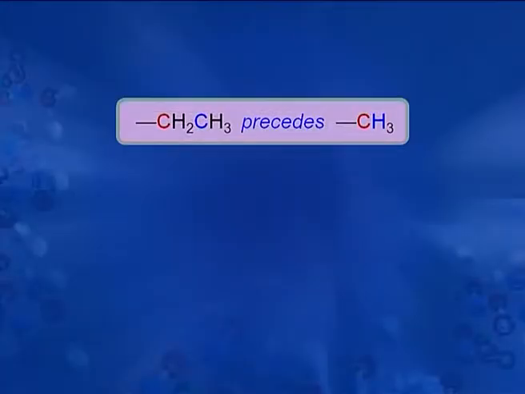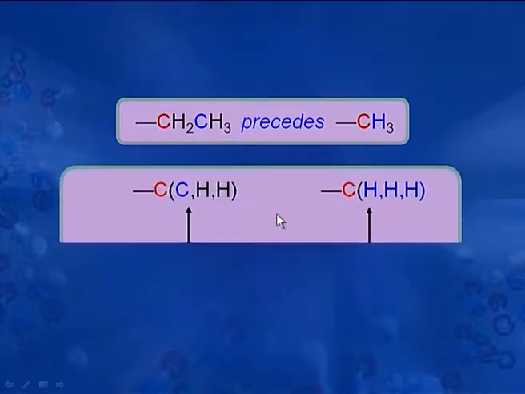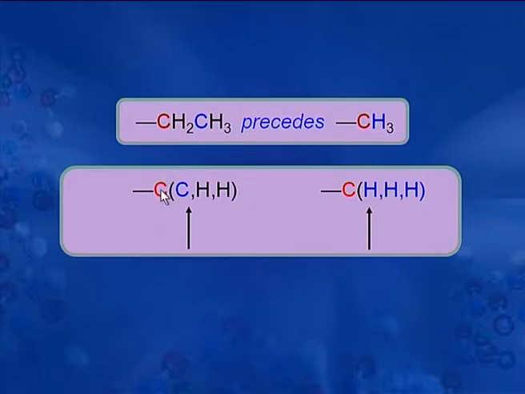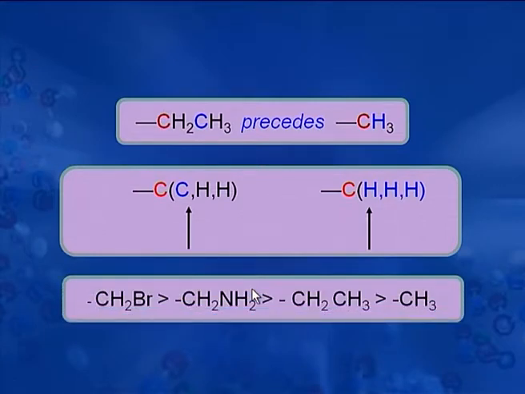Let us take an example. Say ethyl group and methyl group. Now what happens? In ethyl group, the first atom carbon is attached to 2 hydrogens and 1 carbon, whereas in methyl this carbon is attached to all 3 hydrogen atoms. So we find a difference here. We find that 1 carbon is there in place of 1 hydrogen. So obviously this group is assigned the higher priority because we are meeting an atom of higher atomic number at the second place. So in our previous example, this group will be given higher priority.